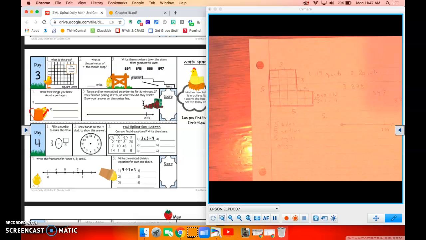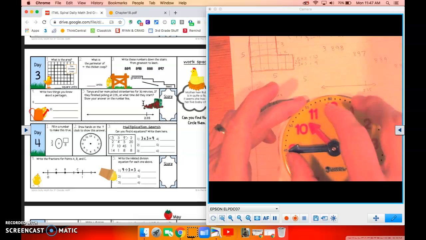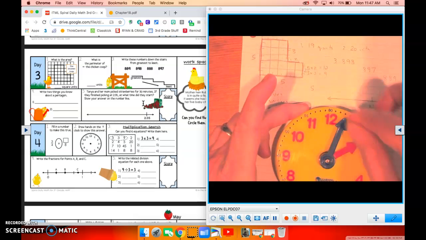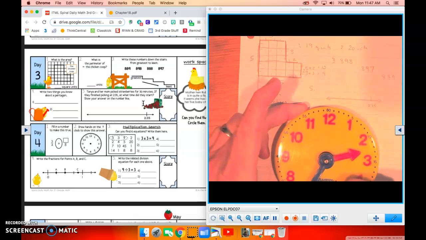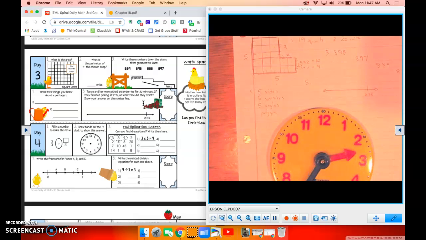Now I like going like this. Okay, I'm going to move my little clock here. Going to go to 2:35. There's 2 o'clock. There's 2:35 right there. Now, Tanya and her mom picked strawberries for 30 minutes. If they finished picking at 2:35, what time did they start? So we know this is the end time at 2:35, okay? And they picked for 30 minutes.